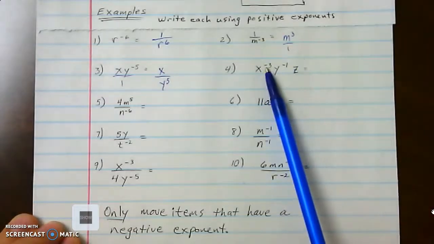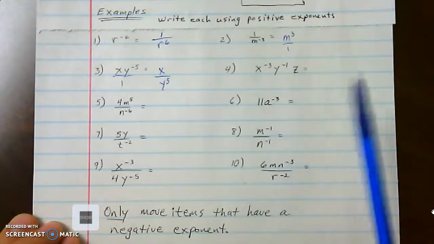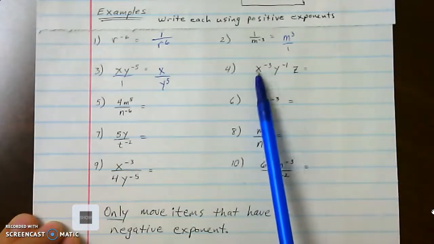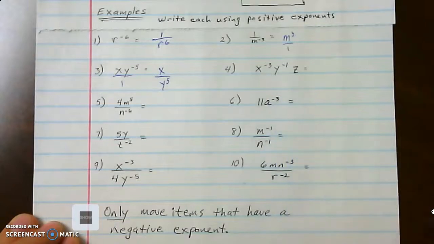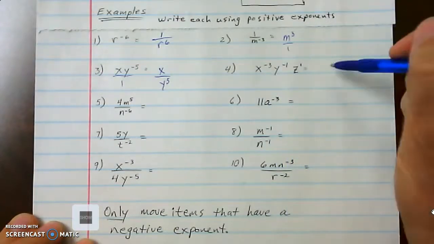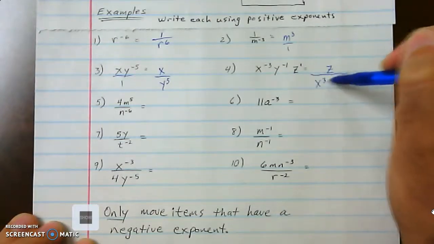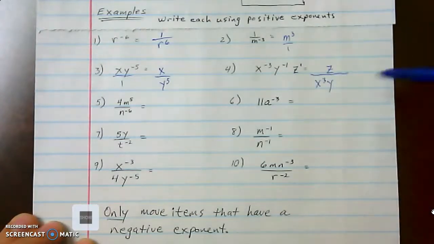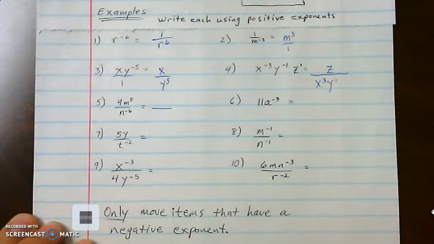Number 4, x has a negative, y has a negative exponent, z has a positive exponent. Very similar to this one. These two are going to move under the z into a denominator. So z, because it has a positive 1 there, will stay on top. X and y will move to the bottom. And you can put the 1 there if you want, the positive 1. That's up to you.